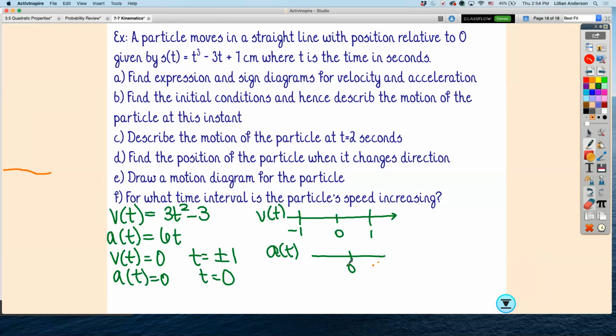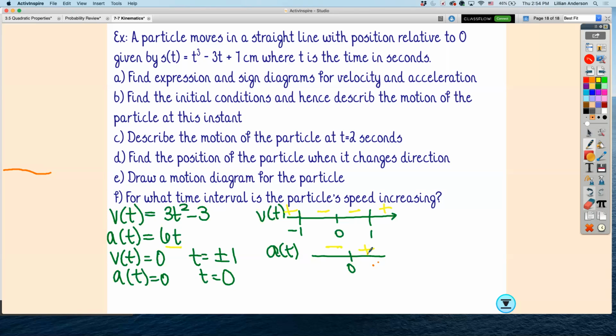So for velocity, less than -1, say -3/2, is it positive or negative? It would be positive. If I plug in -1/2, negative. Positive 1/2 is still going to be negative, and 2 is going to be positive. When I plug in a negative number for acceleration, it's going to be negative, and when I plug in a positive number, it's going to be positive. So there are my sign diagrams as well.